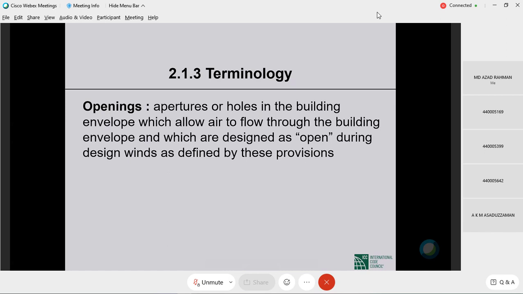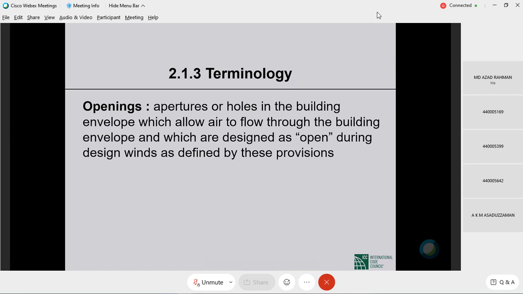Openings: apertures or holes in the building envelope which allow air to flow through the building envelope and which are designed as open during design winds as defined by these provisions. This is very important. What is an opening? The answer is something that will remain open in the design wind event.